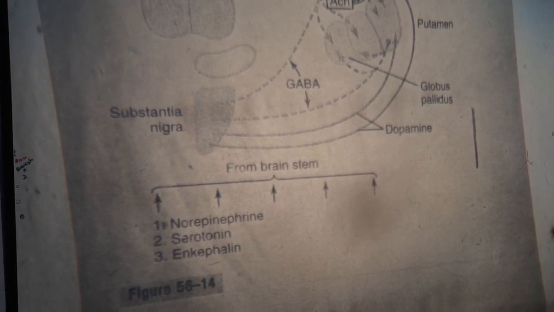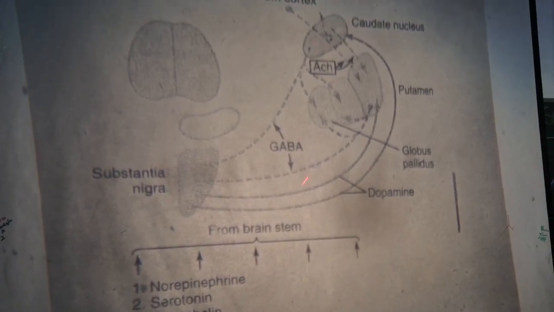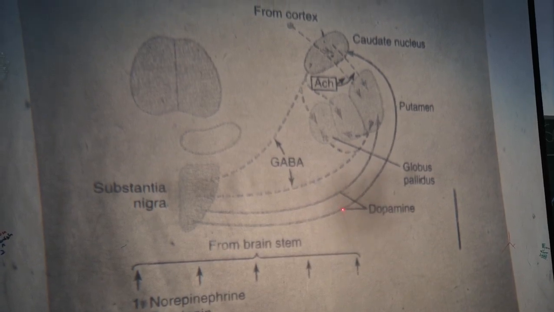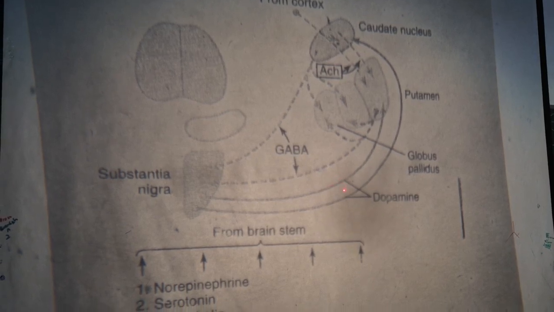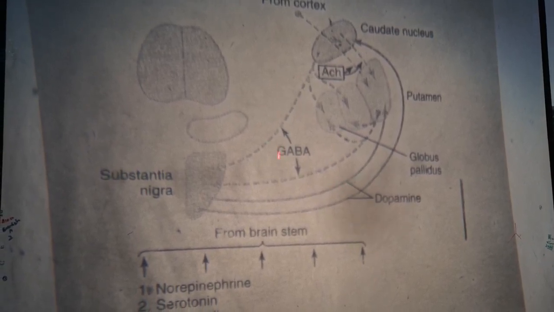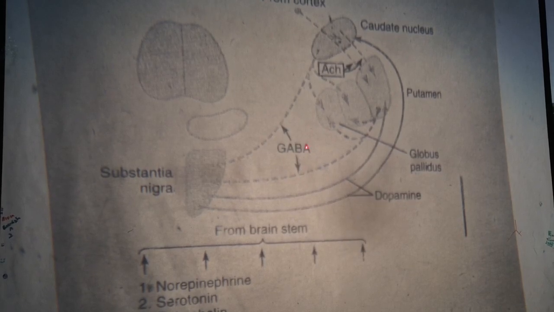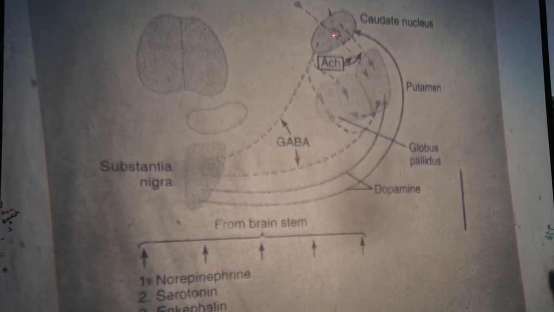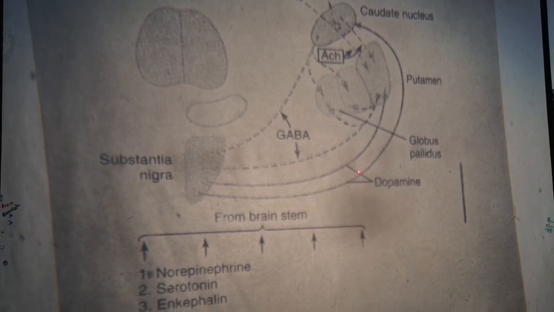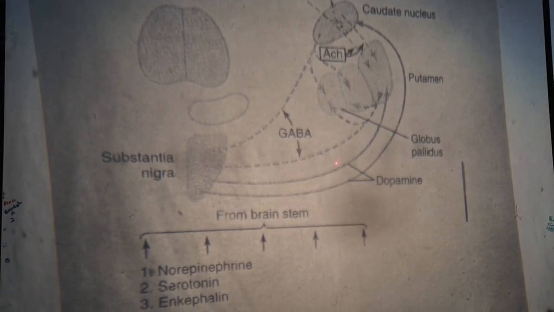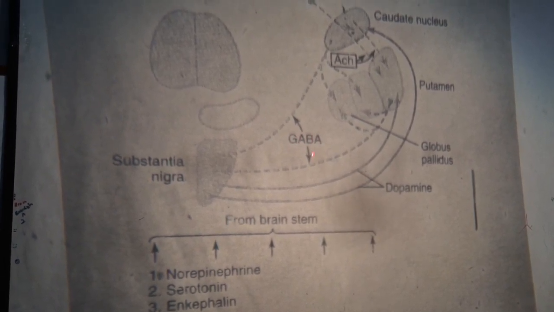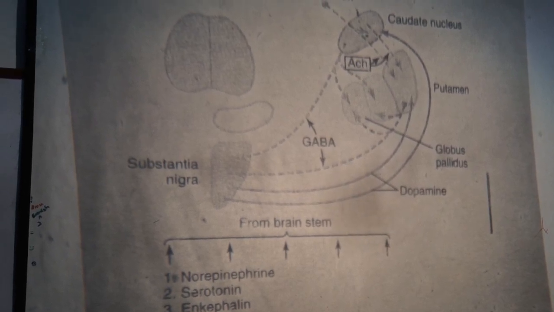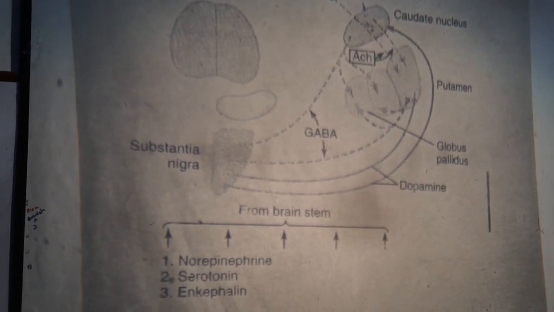You know, acetylcholine is an excitatory neurotransmitter. Dopamine in the basal ganglia acts as an inhibitory neurotransmitter. Similarly, GABA is also an inhibitory neurotransmitter. So this was about the neurotransmitters in the basal ganglia.